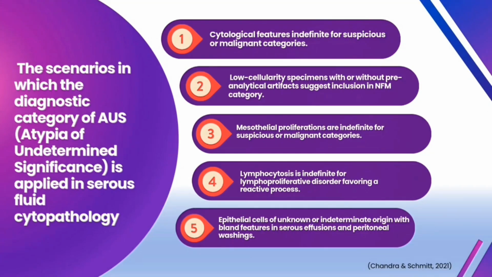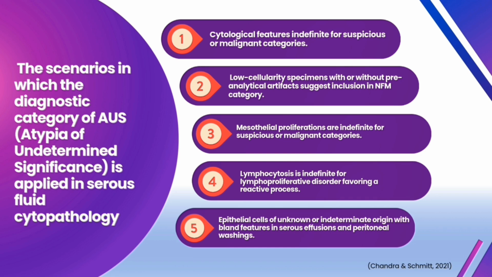Next are the scenarios that can be categorized as AUS. Firstly, when cells don't look normal but also don't clearly show signs of being cancerous or suspicious. Secondly, if there aren't enough cells to examine, or if there are changes, like damage, in the cells that make it hard to judge. Next, sometimes mesothelial cells, normal lining cells, can grow in a way that looks unusual, but it's not clear if it's malignant.